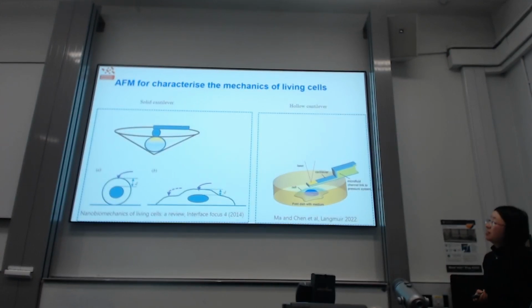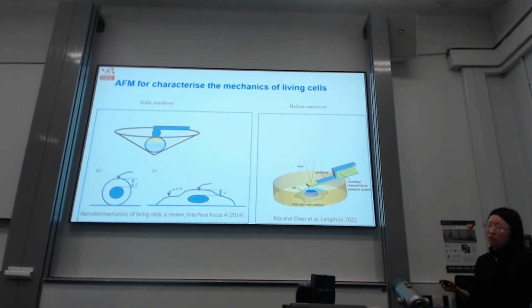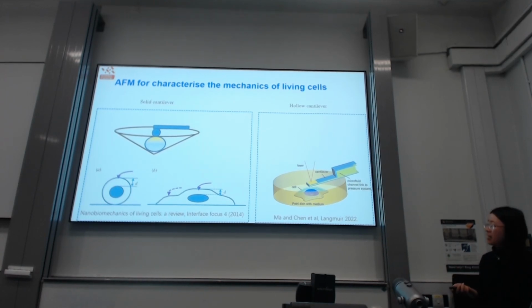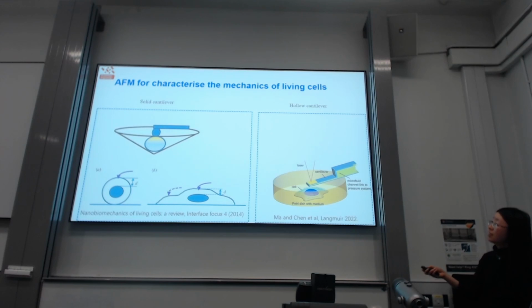Regarding the indentation of very small particles like cells or bacteria, we need to use the AFM, but all those fundamental contact mechanics still apply. When we consider indentation, most of us are using a solid cantilever. But I would also like to highlight that nowadays we can also use a hollow cantilever. For this cantilever, it's like microfluidics, so we can apply negative pressure to detach the cell from the substrate.